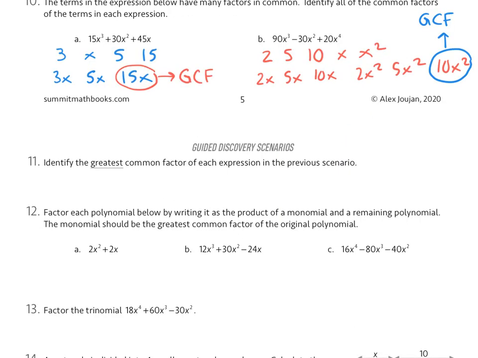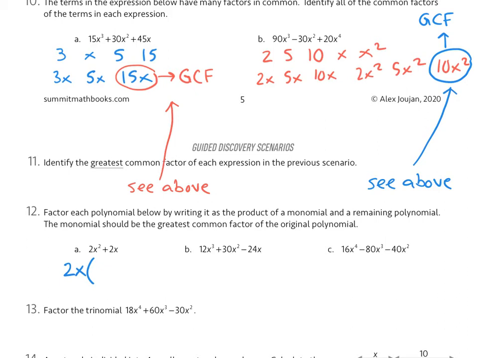Number 11, identify the greatest common factor of each expression in the previous scenario. I explained that in the previous scenario, so for now I will just write C above. Number 12, factor each polynomial below by writing it as the product of a monomial and a remaining polynomial. The monomial should be the greatest common factor of the original polynomial. Part A, 2x squared plus 2x. 2 is a common factor of both of these terms, but x is also a common factor of both of these terms, so 2x is the greatest common factor.